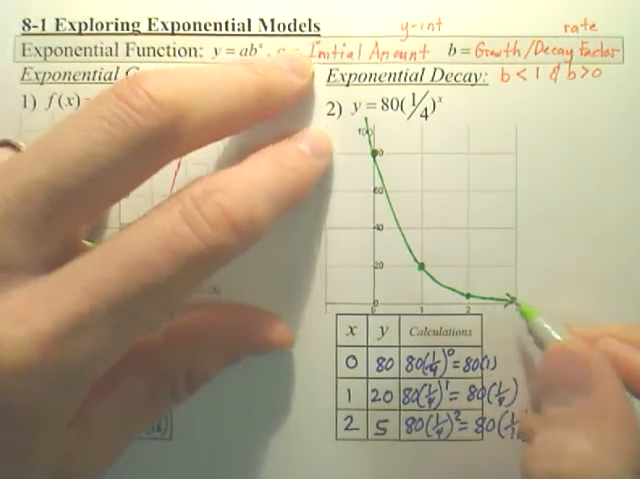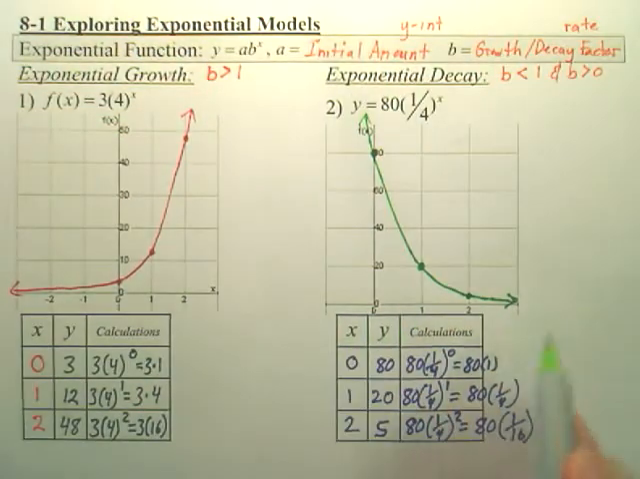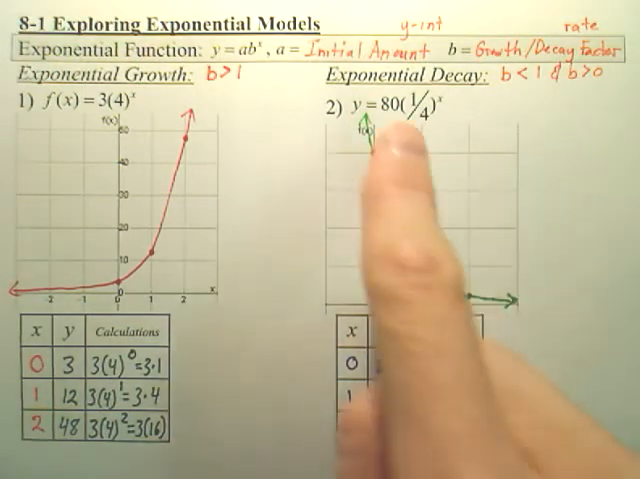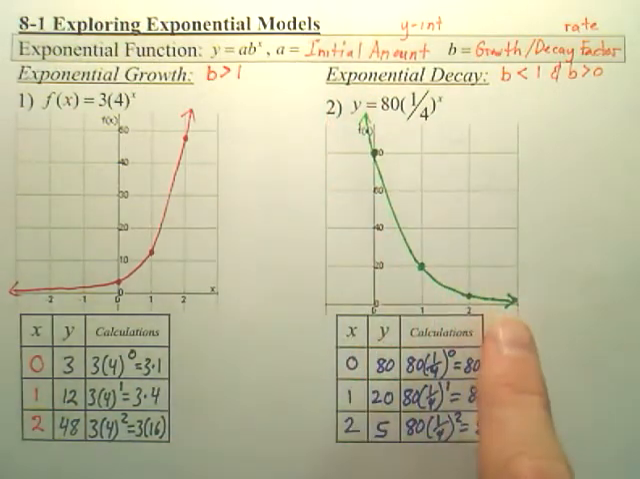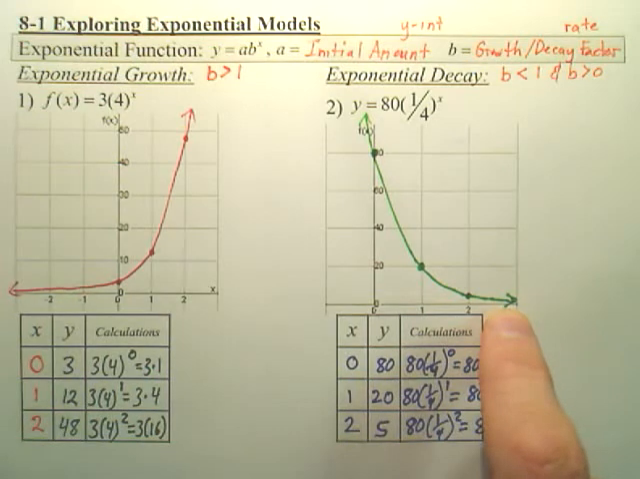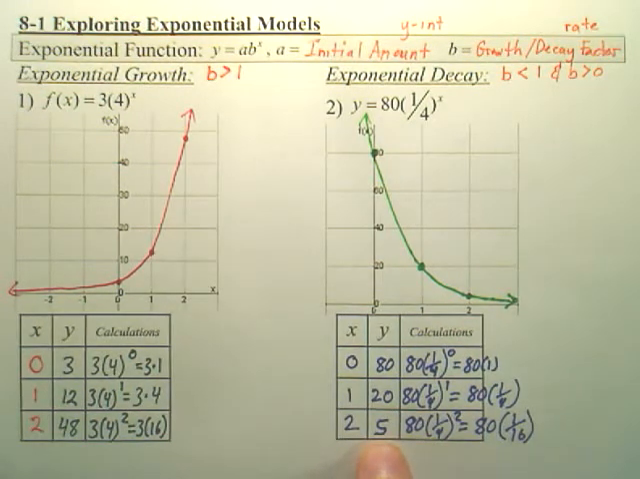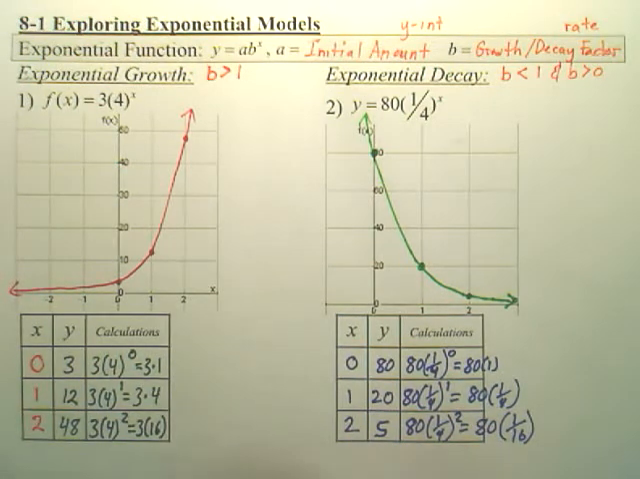And again, your line will never touch the x-axis. It curves but never touches it. It is decaying, it is shrinking, but it should never touch the x-axis. The reason why: if I keep dividing this number by 4 each time, taking 5, divide by 4, divide by 4, divide by 4. If I keep dividing by 4, will I ever hit 0?